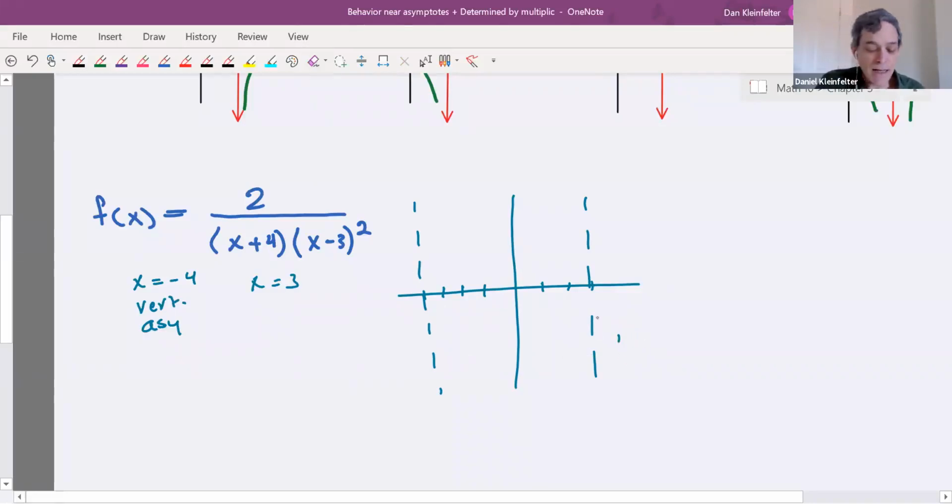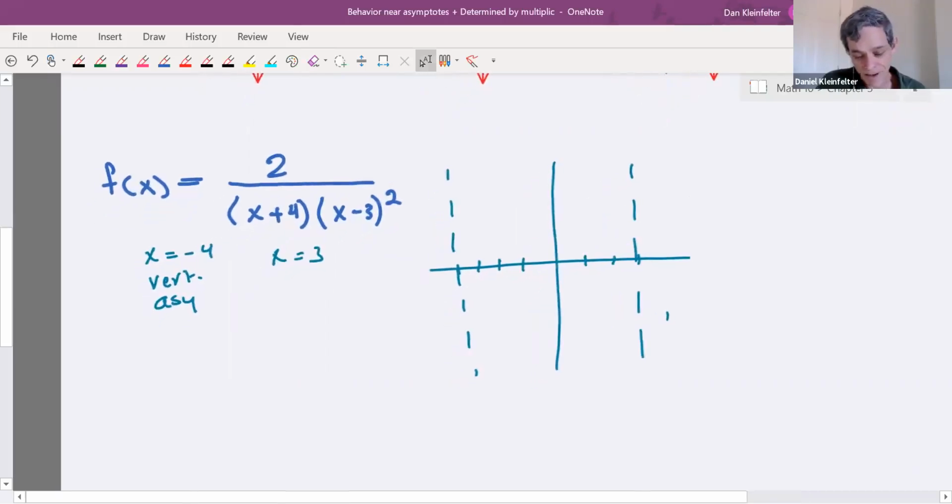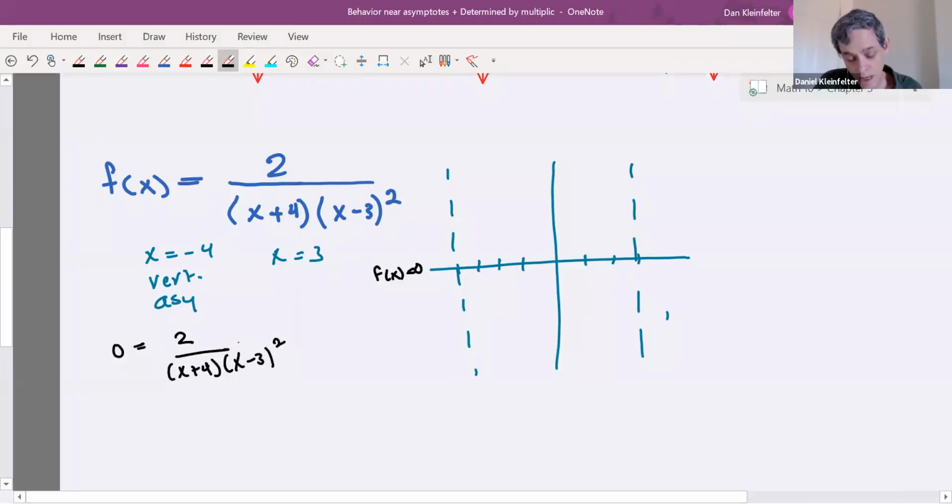So let's think about the x-intercepts, actually. Sorry, subject change. The x-intercepts are going to be the points where this thing crosses the x-axis, right? And so that's going to happen when f of x is equal to 0. So 0 is equal to 2 over x plus 4 times x minus 3 squared. Based on what you know about fractions, the only way that a fraction could be 0 is if its numerator is 0. And 2 is never equal to 0. So this thing is never going to equal 0. It has no x-intercepts.